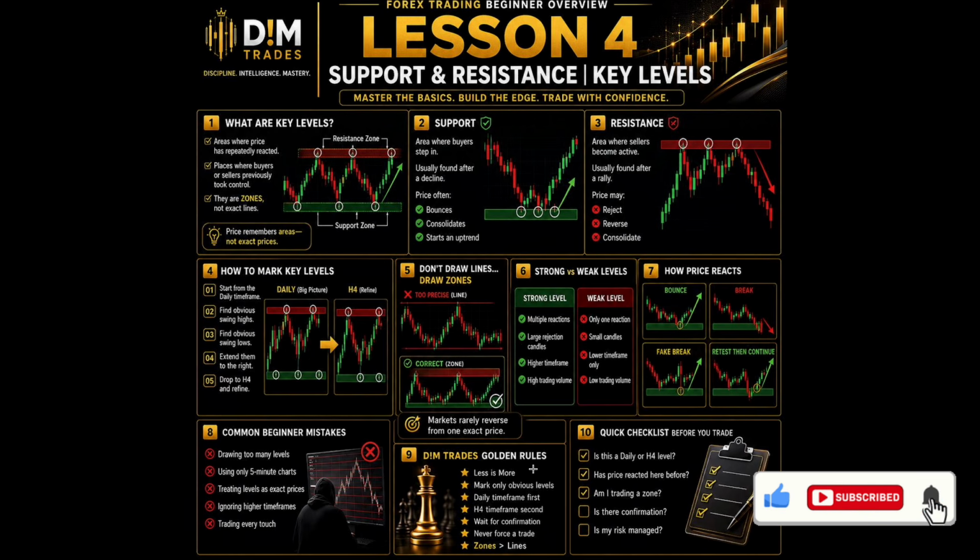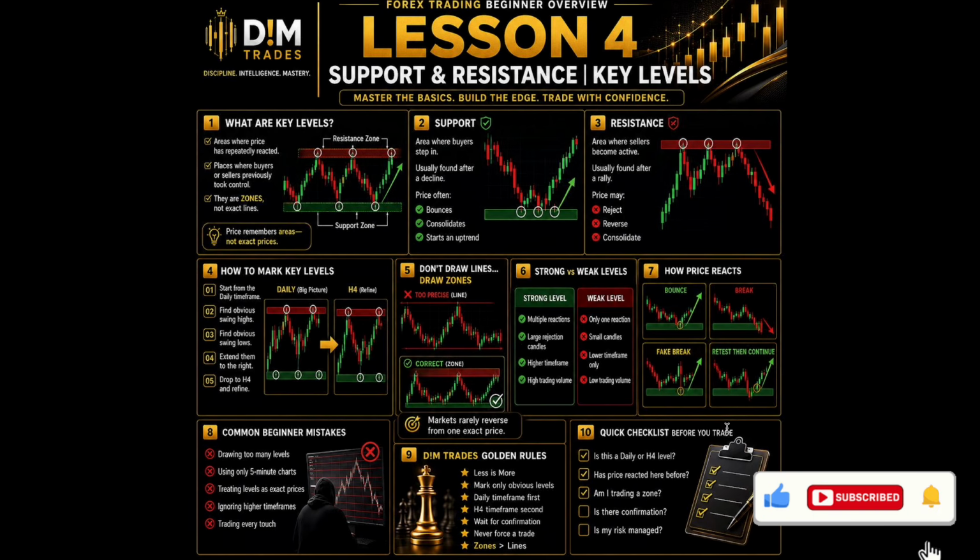So the golden rules: less is more. Mark only obvious levels with multiple touches. Daily time frame first. H4 time frame second for your structure and to refine it. You wait for confirmation around those levels. You never force a trade. Zones are much better than using lines.